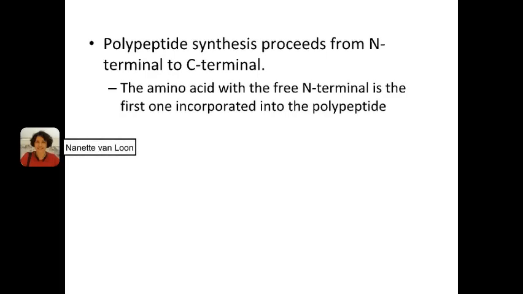In chapter 5, we learned that each polypeptide has an N terminal or an amino terminal, and it has a C terminal or a carboxy terminal. And the synthesis of a polypeptide goes from the N terminal to the C terminal. So the N terminal is made first, and the C terminal is the last one. The last amino acid is the one at the C terminal.